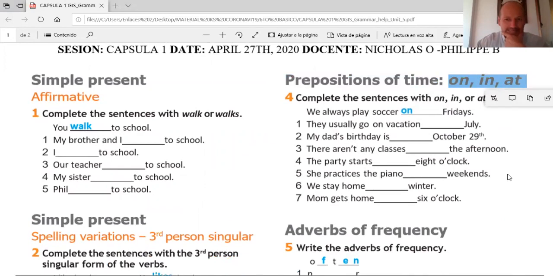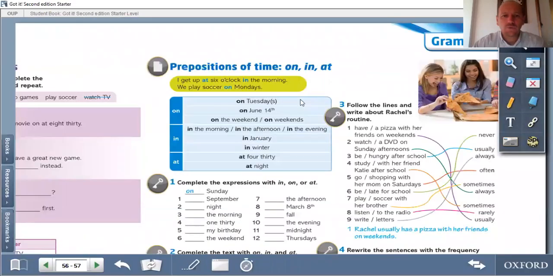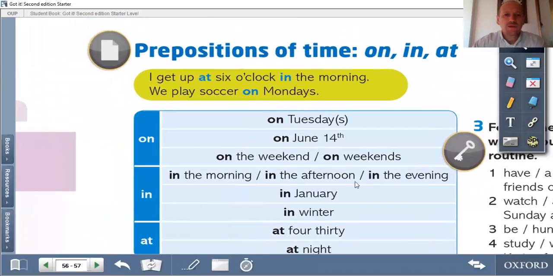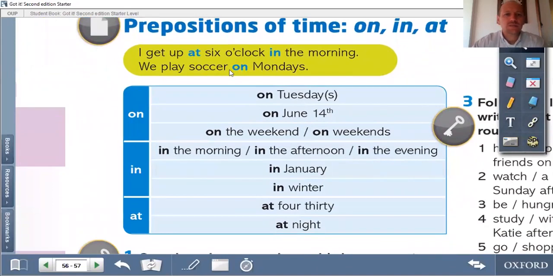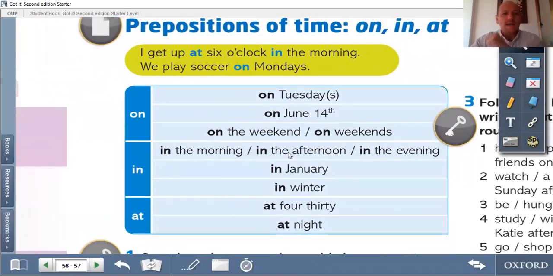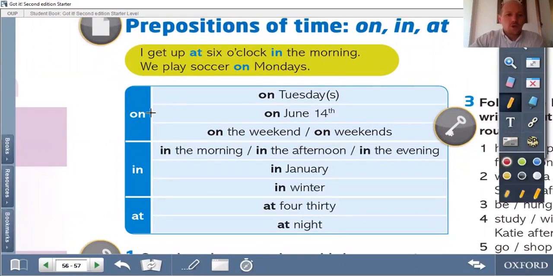On, in, at. Okay, after that, before that, we need to see this part in your English book. Here we have the preposition of time. Preposiciones de tiempo. And it says that when we use on, we're going to use on Tuesdays, days of the week. ¿Cierto? Vamos a ocupar el on para los días de la semana. On June 14th. Para junio 14.